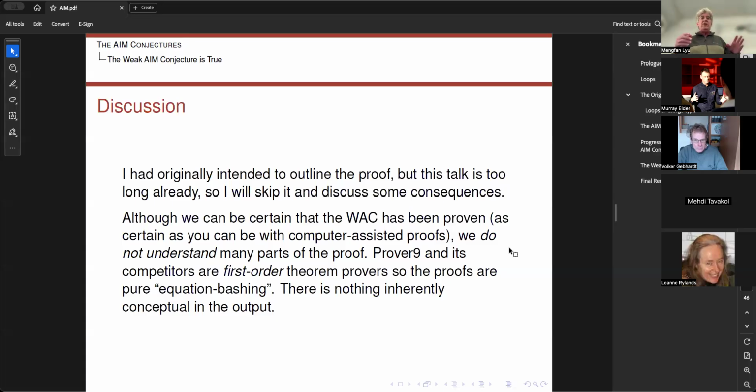The issue is we don't understand many parts of the proof. We have a proof, but there are whole long parts of it which are pure Prover9 equation bashing that we have no idea what it's saying. It's just a long string of equations with justifications, and the justifications are just plug this part of this equation into this other equation and simplify, things like that. One can only do so much of that before your head starts to spin. So there's nothing conceptual in those parts of the proof.